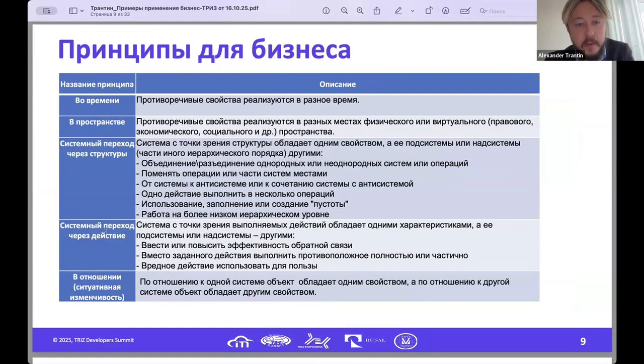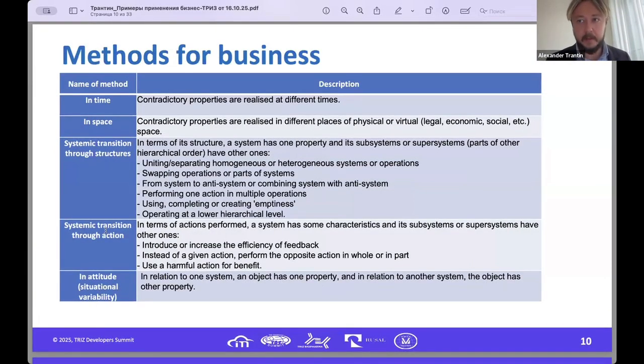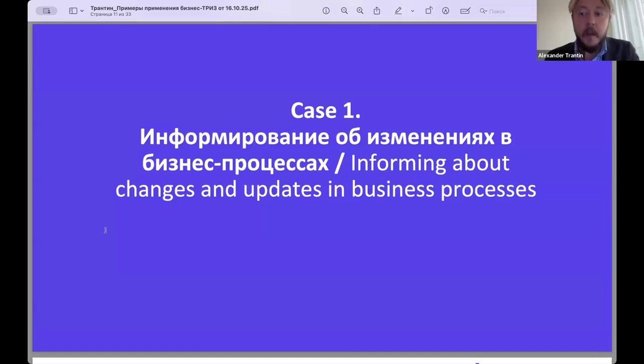Systemic passover via structures and systemic passover transfer via action. And we came to the conclusion that these are different principles, though some approaches can be in both categories. When working with operations, with their substance, their content, it's not the same as the sequence as you're working on the object. And when you get to know it in more detail in practice, you will come to the same conclusions as our developers. Let's consider some cases.